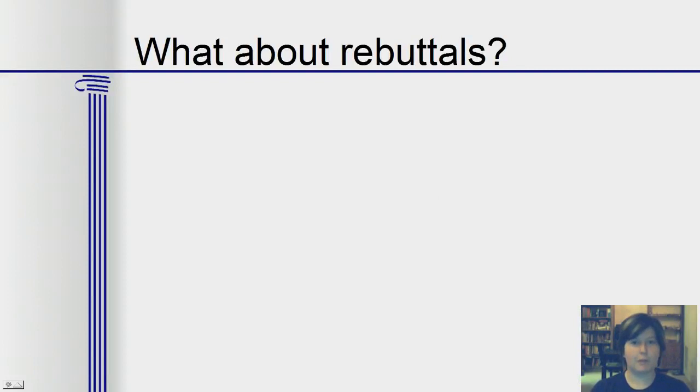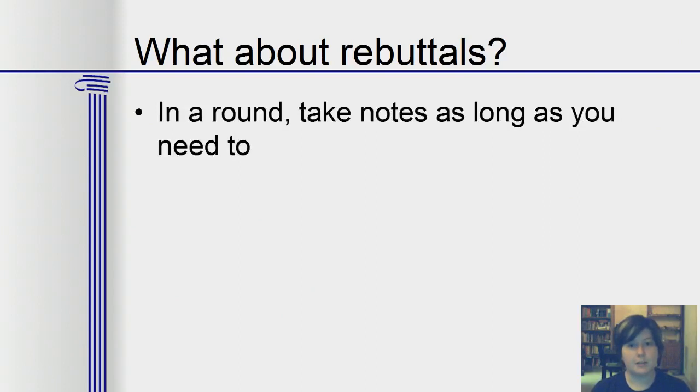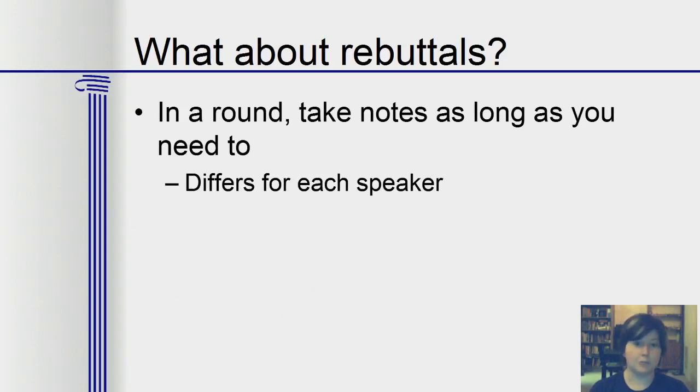Now, at this point, you may be asking yourself, what about the rebuttal speeches? What about the LOR and the PMR? I thought those were sort of a big deal, and they are. But the thing you actually have to remember is, in a real round, you're going to be taking notes only as long as you personally need to for the speeches that you're going to be giving. So what that means is it differs for each speaker within the round, depending on their position. The MO is going to need to flow longer than the MG, and so on.